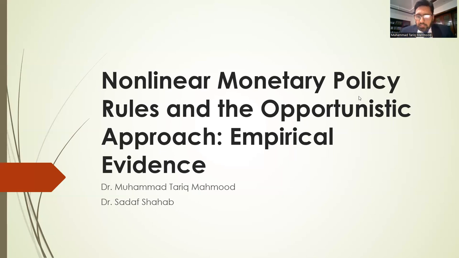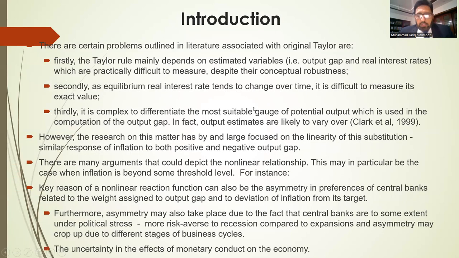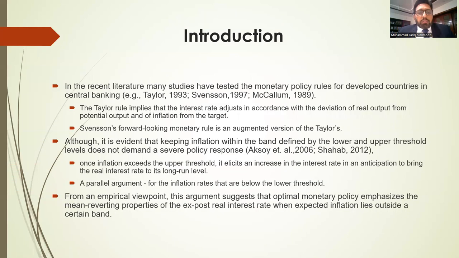Before going into the details, I would just detail our research work or the paper we have done. We will take a little bit of background of this whole scenario, how the monetary policy rules are established since Taylor 1993, Svensson 1997, McCallum 1989. These rules basically target how the inflation is responded to by the central banks and how the central bank responds to the deviation of output from its target and of inflation from its target. Similarly, we also see that Svensson's forward-looking monetary policy rule is basically an augmented version of Taylor's rule.